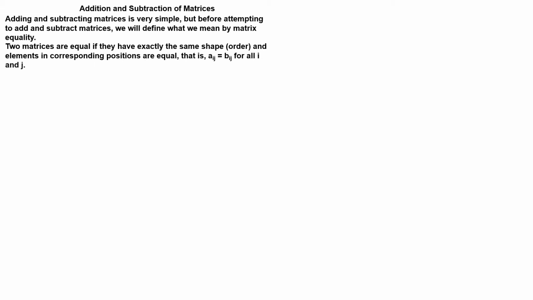Adding and subtracting matrices is very simple, but before attempting to add and subtract matrices, we will define what we mean by matrix equality. Two matrices are equal if they have exactly the same shape or order, and elements in corresponding positions are equal. That is, Aij equals Bij for all i and j.